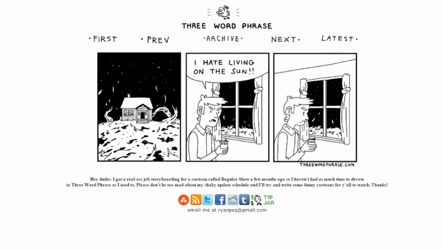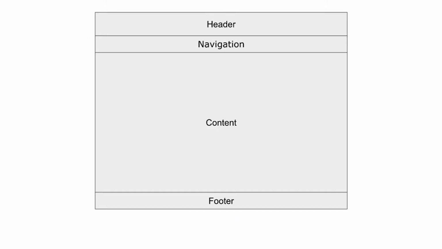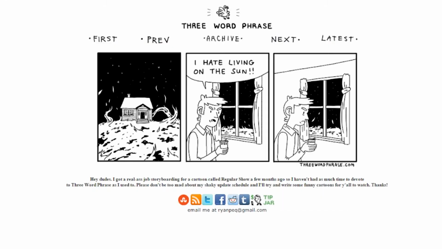And so here are a couple examples of the layouts that we just talked about. As you can see here, the header is at the top, the navigation is next, you have your content and your footer at the bottom, where the social media icons are.